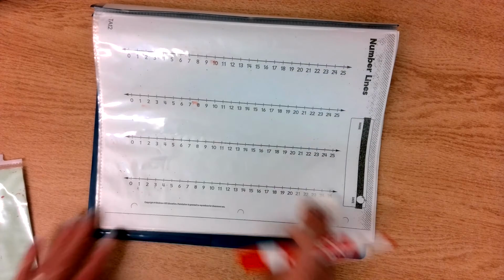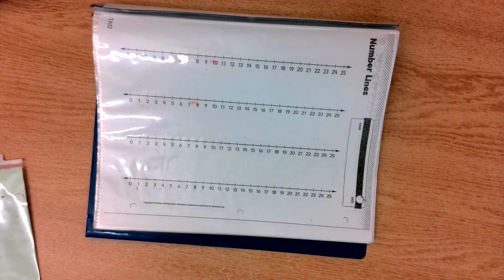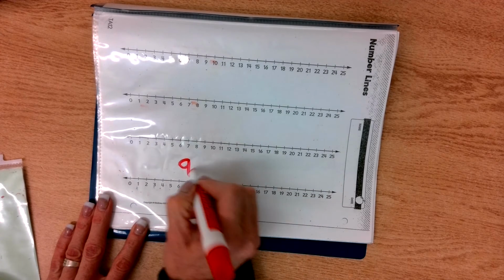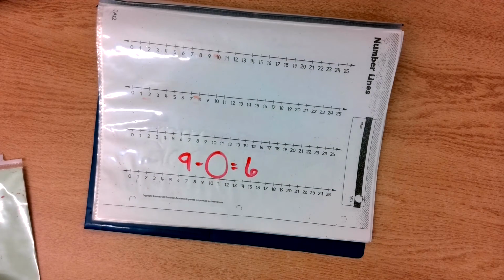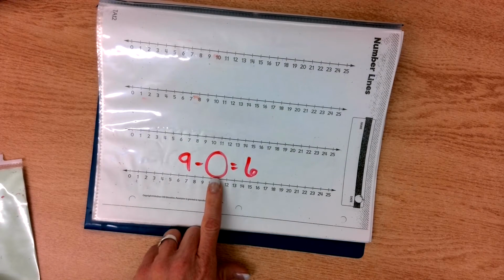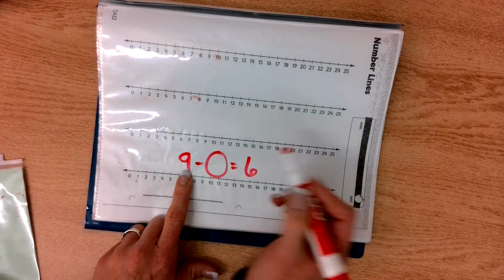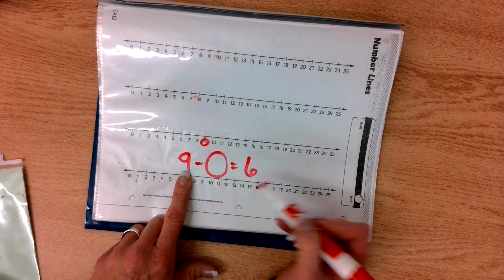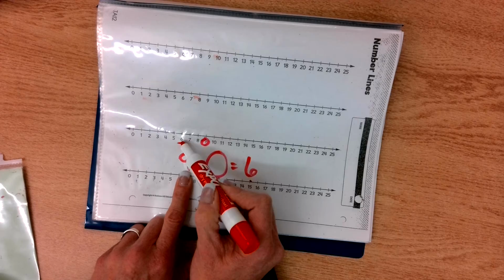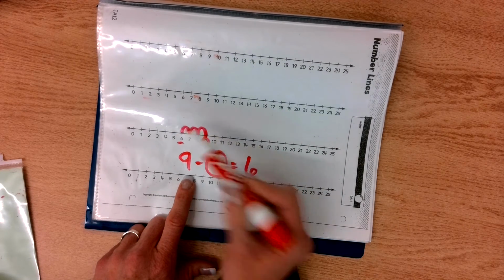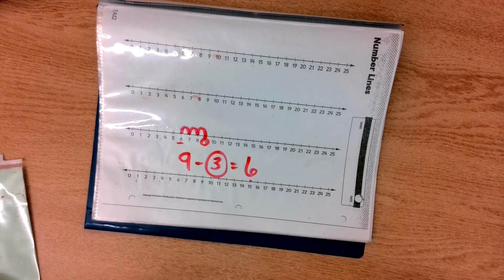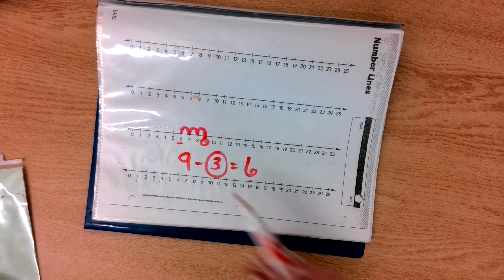Okay, let's do 9 minus something equals 6. So let me write it down again. 9 minus something equals 6. Because this number is missing, we're going to start at 9, but we're going to land on 6. So we want to stop here. We want to figure out how many hops. 1, 2, 3. So the missing number is 3. 9 take away 3 is 6.